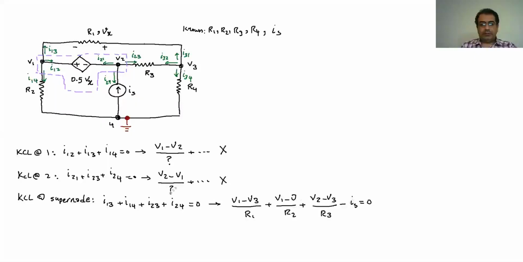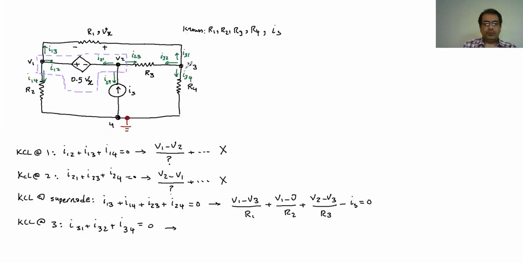So this is the equation we get from the supernode. Basically we use V1 and V2 and V4 already. V4 is a reference and we use the V1 and V2 at the supernode. So the only node left is node 3. So I can write the KCL at 3. And then it tells me the current from 3 to 1 plus the current from 3 to 2 plus the current from 3 to 4 should become 0.